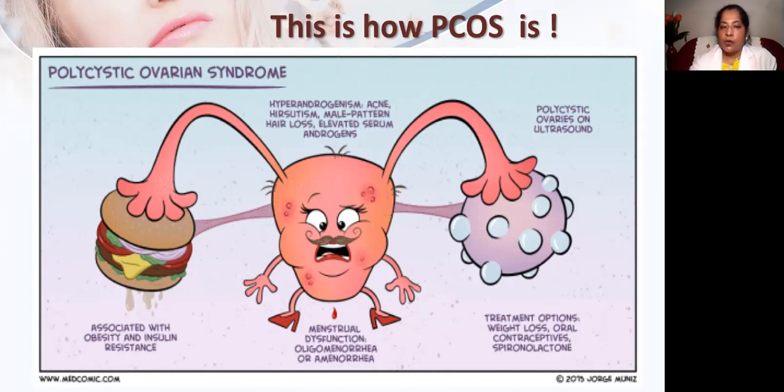It is associated with obesity, insulin resistance, menstrual dysfunction, oligomenorrhea, or amenorrhea. And treatment options include weight loss, oral contraceptives, use of anti-androgens.